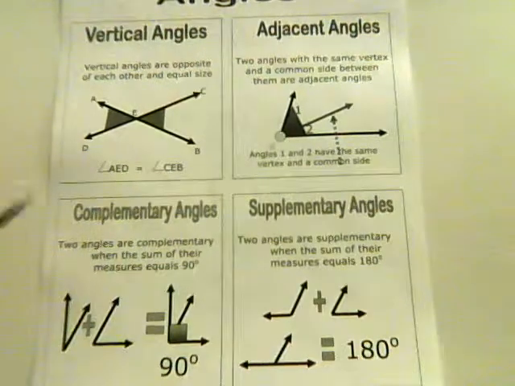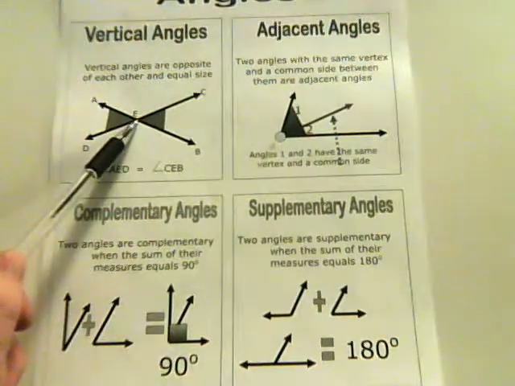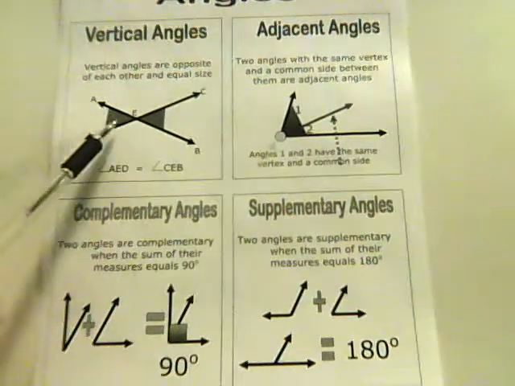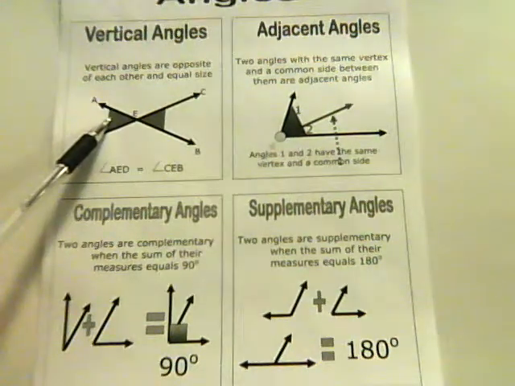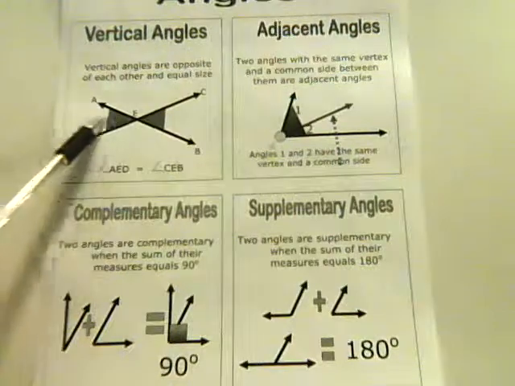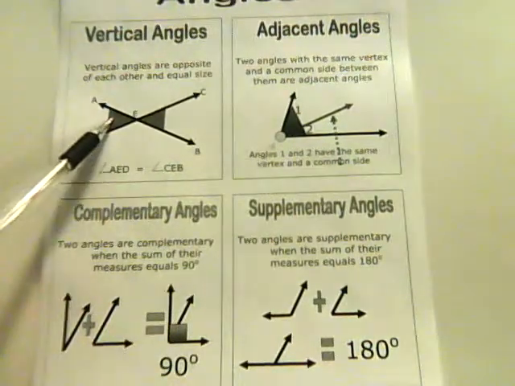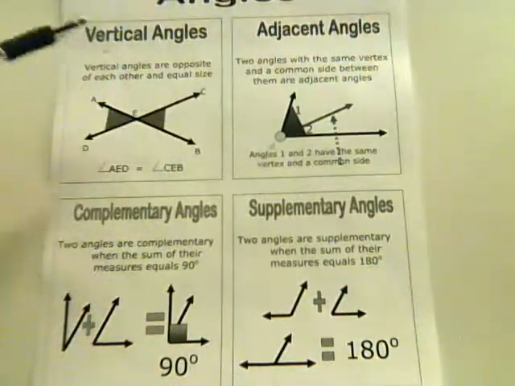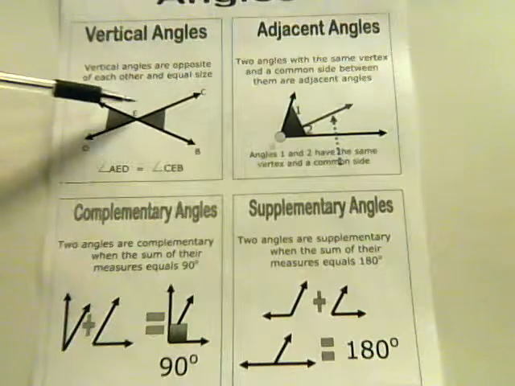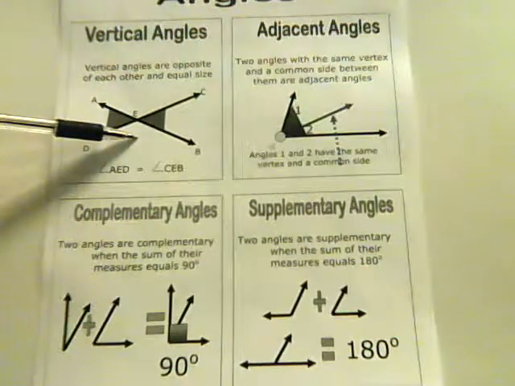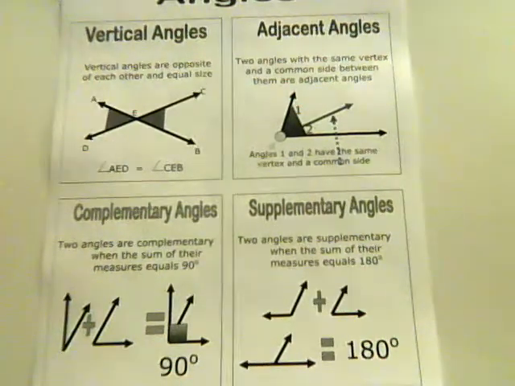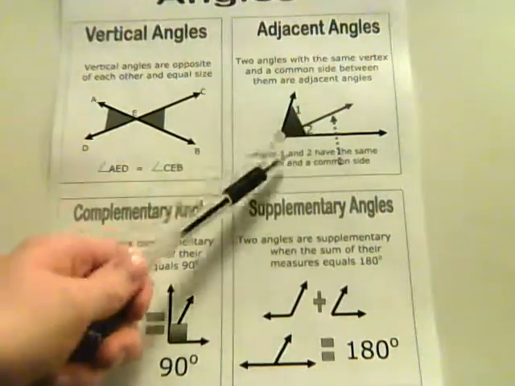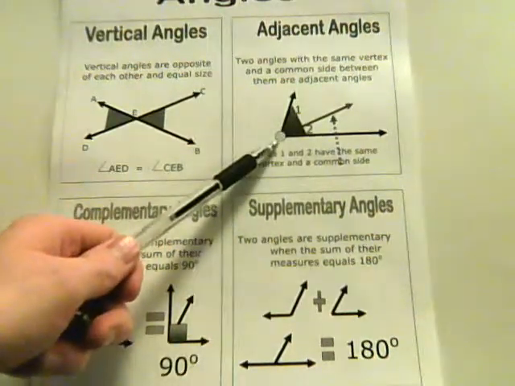What it has to do really is angles that are across the vertex from each other. So this is the vertex. So this angle here and this angle here are vertical angles, and they're also equal to each other. They're across the vertex. Coincidentally, this one and this one are also vertical angles, and they are equal to each other.